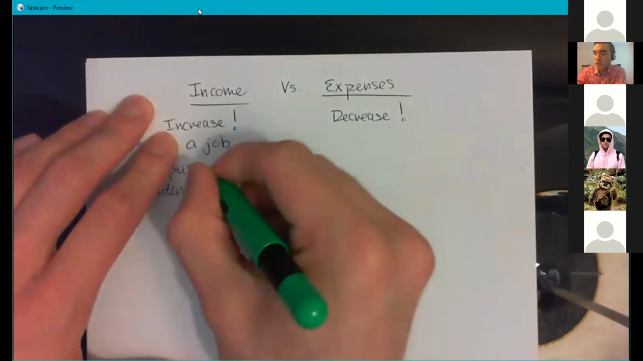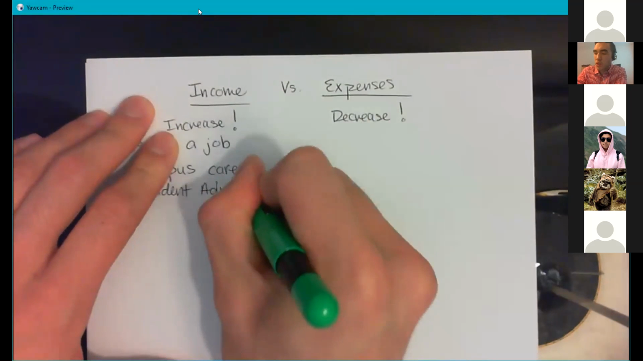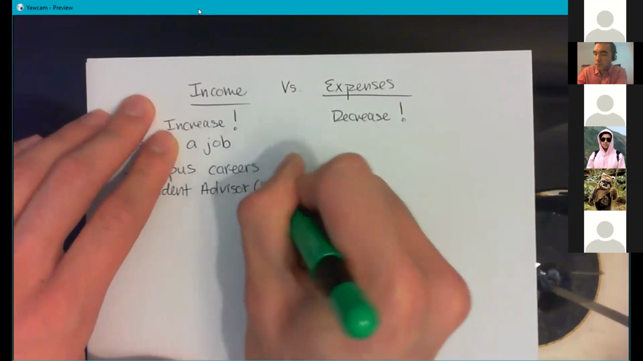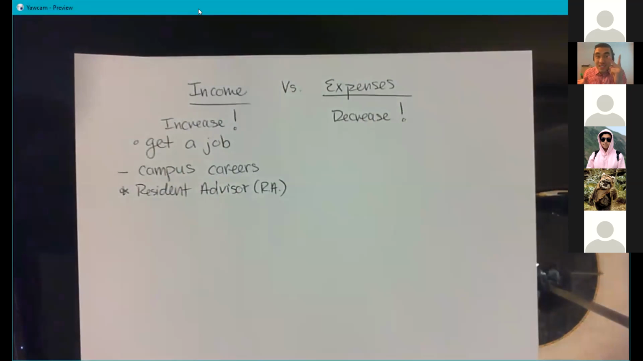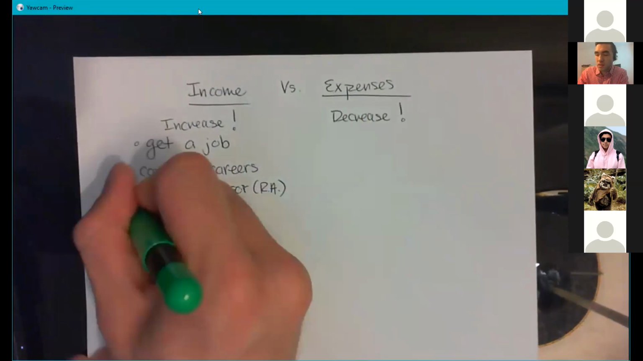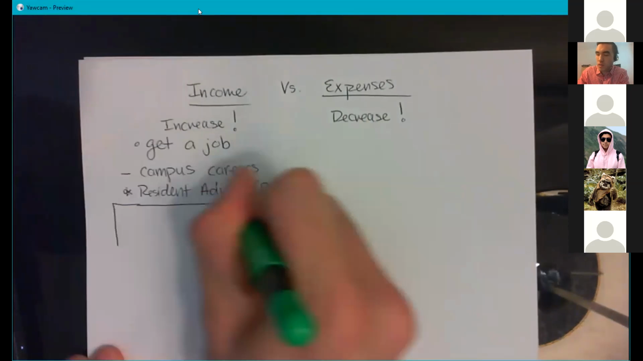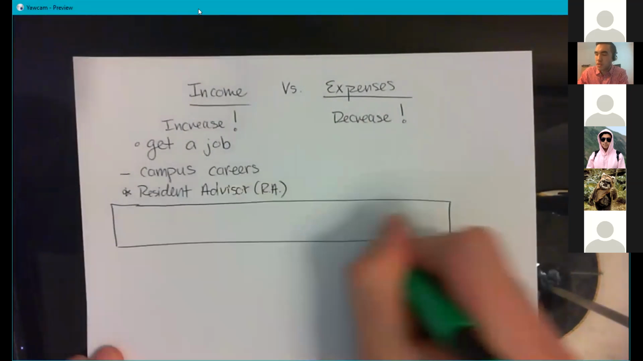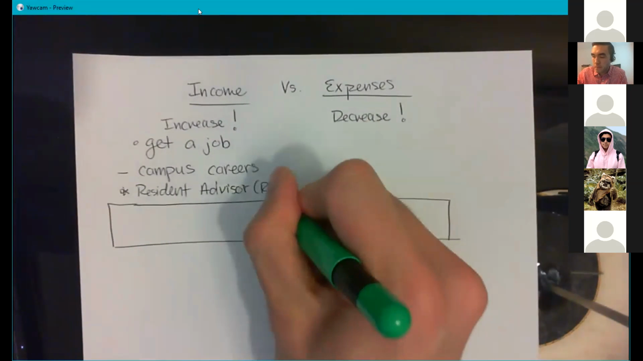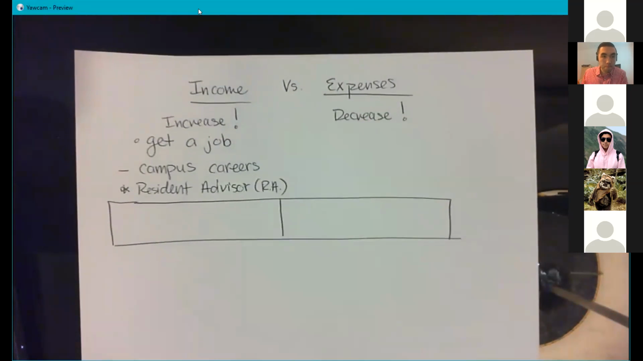Resident advisor, also known as an RA, does two things. Being an RA increases your income, but it also decreases your expenses. Have I talked about being a resident advisor before, or have you guys heard of this position on college campuses? Yes. I think campus living is free for RAs? It is, yeah, and that's why it both pays money and decreases your expenses.